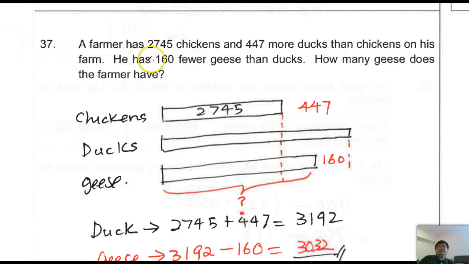Next, a farmer has so many chickens, represented by here, and the keyword is 447 more ducks. It means the ducks bar is longer, and the difference between the ducks and the chickens is 447. I hope you understand that. Then later on, after the ducks, the geese. The geese are 160 fewer than ducks. So here, ducks is longer, geese is shorter. So the question: how many geese? It's quite easy, right?